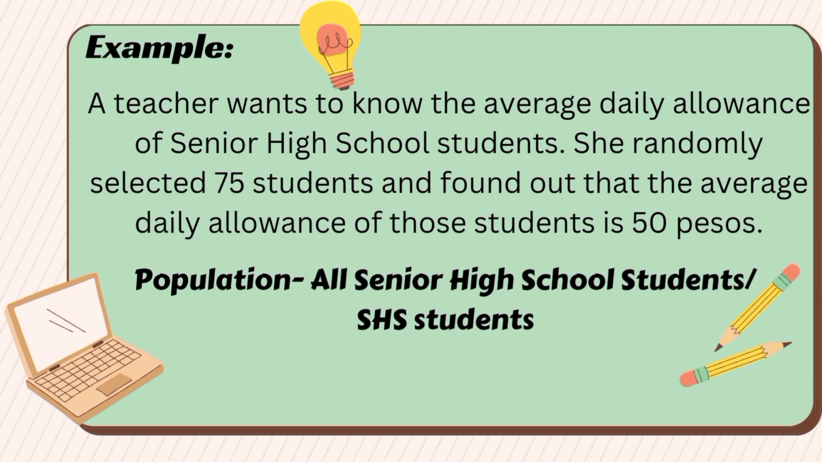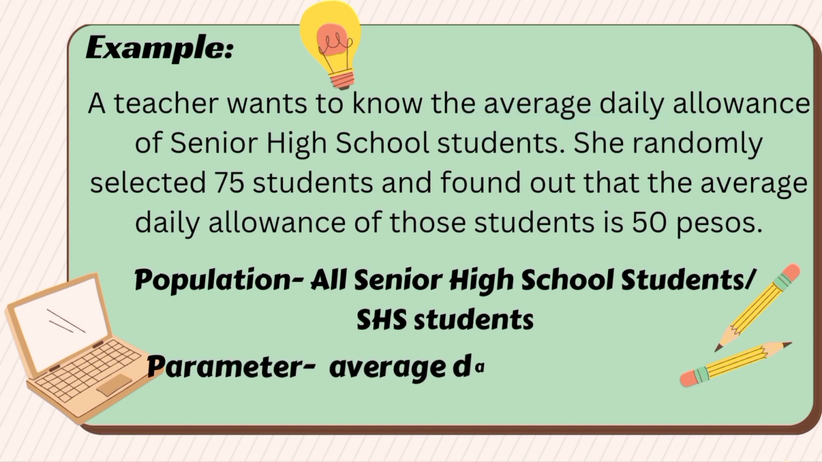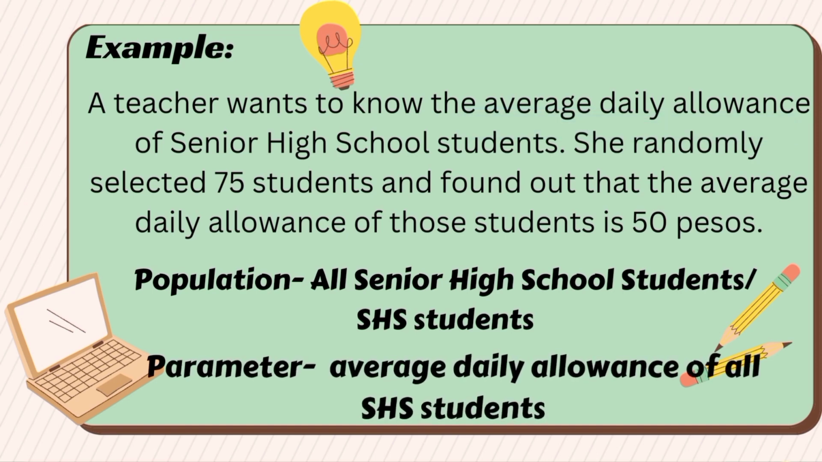How can we identify the parameter? A parameter describes a characteristic of a population, right? From the given problem, what describes our population? What tells us about our population? The average daily allowance describes the population. It pertains to the population. Our parameter is the average daily allowance of all senior high school students. The word average is our keyword in identifying our parameter.